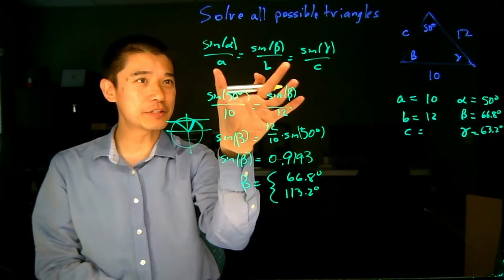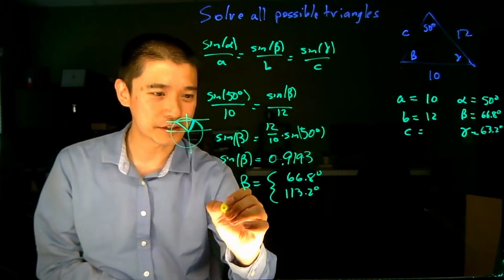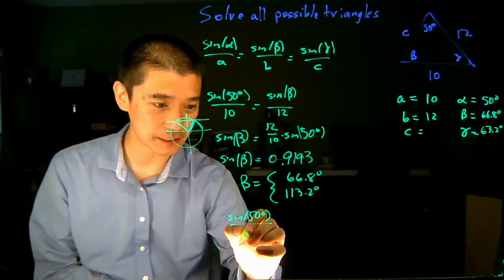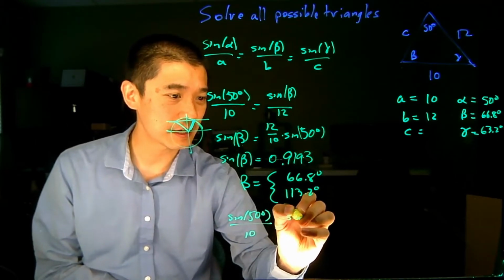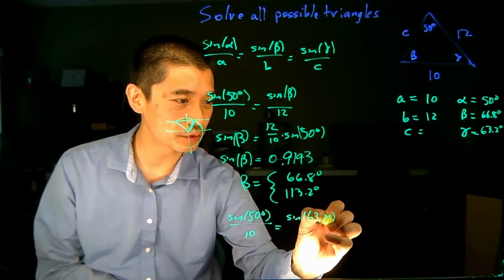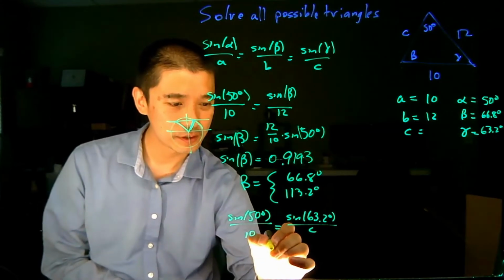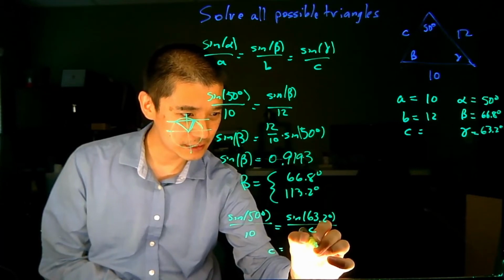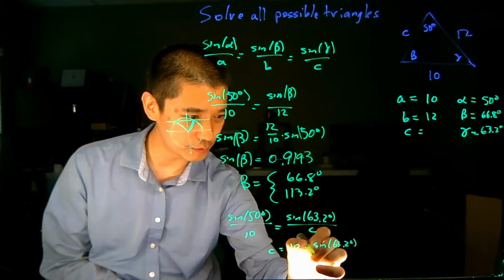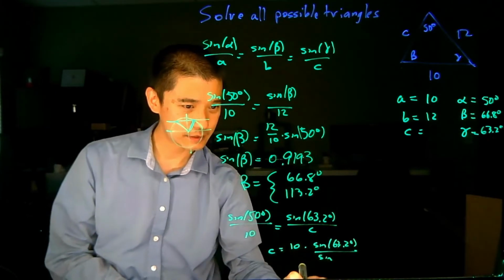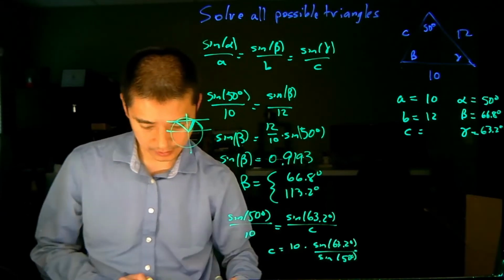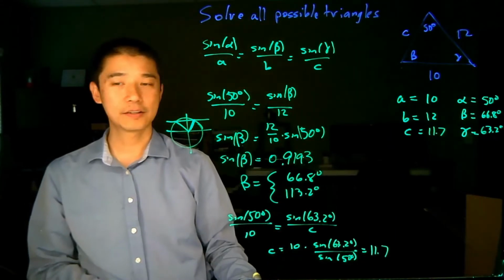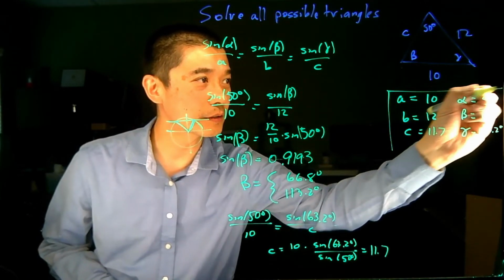And then to get C, we once again have to set up another law of sines calculation. So sine of alpha, which is sine of 50 degrees over A, which is 10, is equal to sine of 63.2 degrees over C. We manipulate: C is equal to 10 times sine of 63.2 degrees over sine of 50 degrees. And when you plug that in, you get 11.7 approximately. All right. So here's one possible solution.